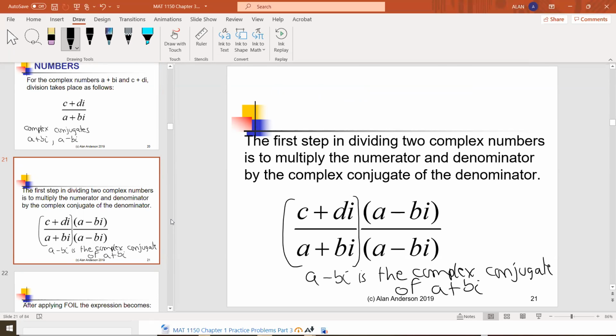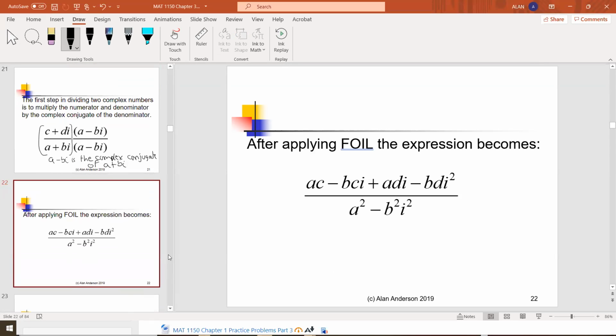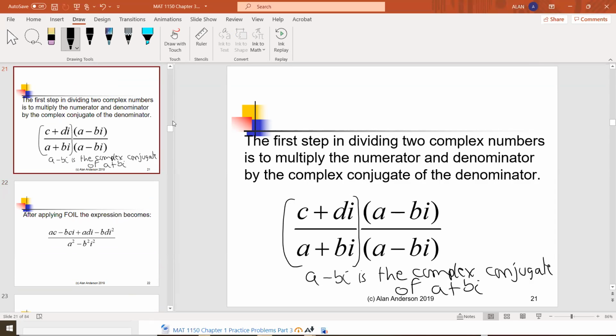Now you might ask yourself, how is that helping? Because if we apply FOIL to the denominator, we'll end up with a real number. And so the idea here is that you might recall that when we have expressions, we try to avoid having radicals in the denominator. Well, it turns out we also try to avoid having imaginary numbers or complex numbers in the denominator. So this approach is designed to simplify what we have more than anything else. So let's say we do use this expression.